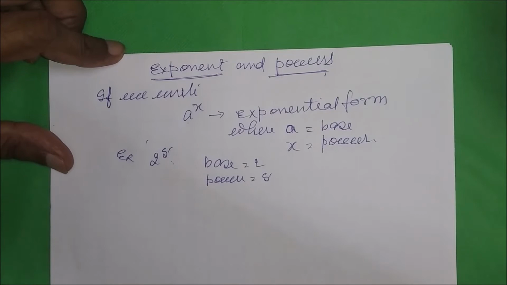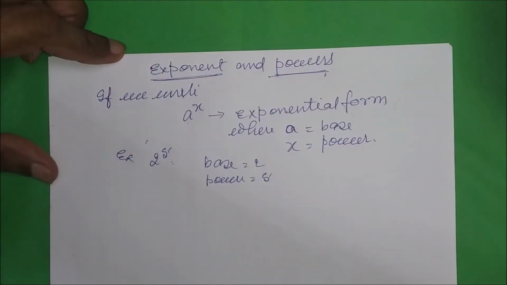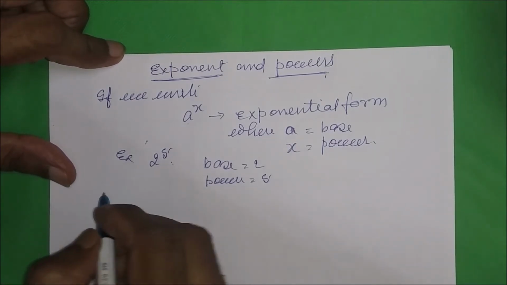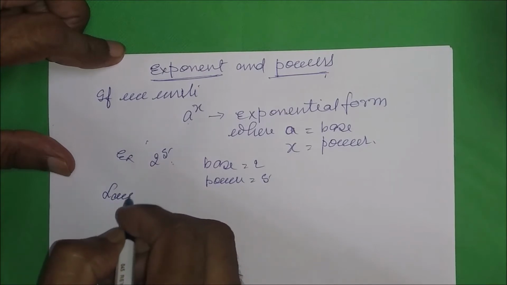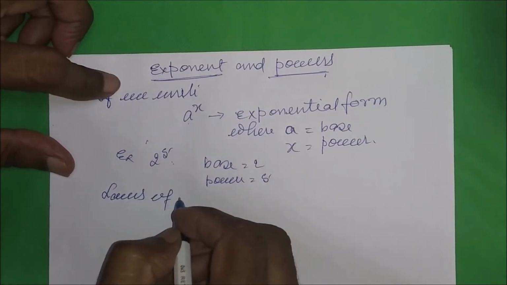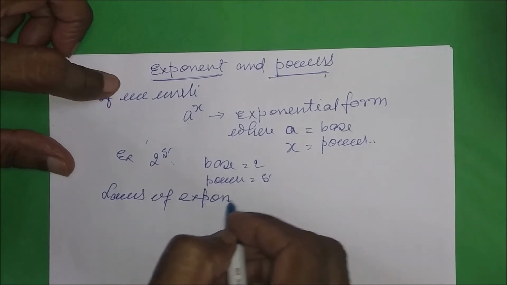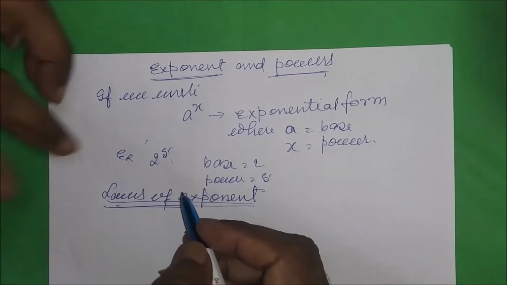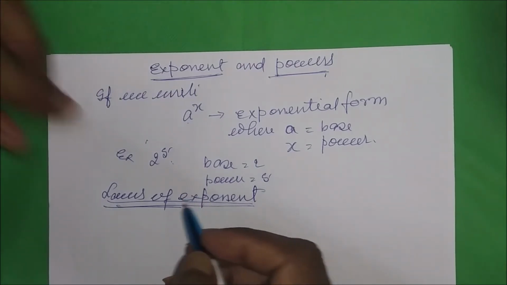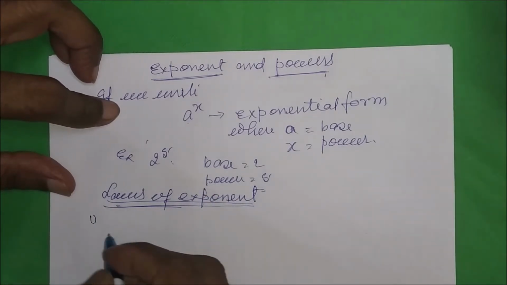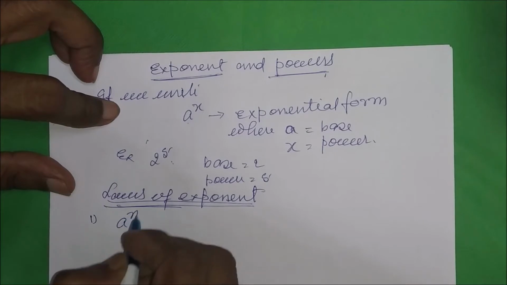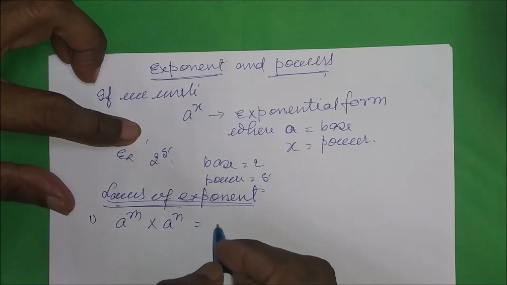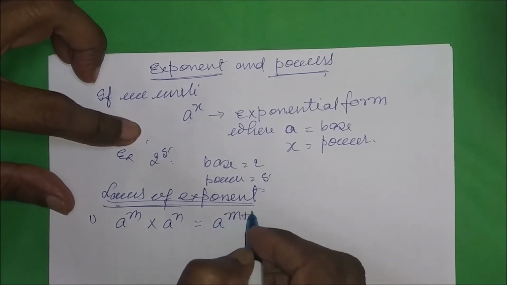But to solve the numericals of your exercises, we are going to use some laws. What are the laws? They are known as the laws of exponents. These rules we will be using while you are doing the sums. Number 1: a to the power m into a to the power n is a to the power m plus n.